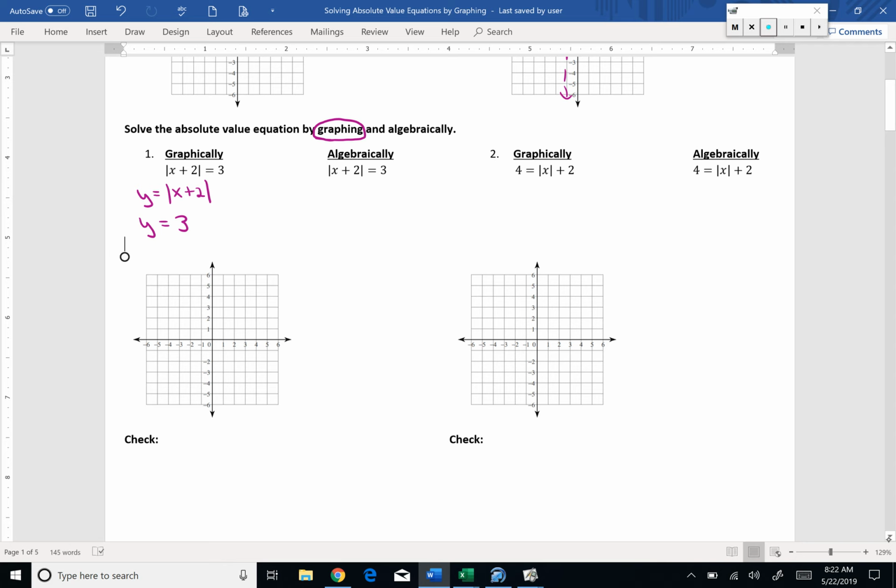Let's see if it works. I don't want you to just buy into it, like, okay, Miss Golly, great. Let's graph these, find where they intersect, and then check it and make sure it works.